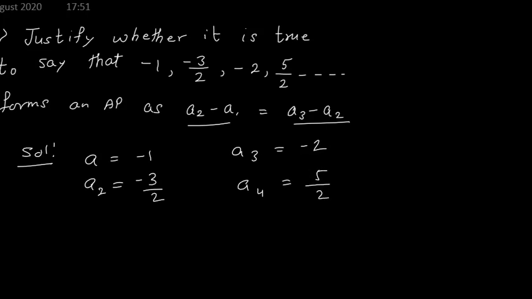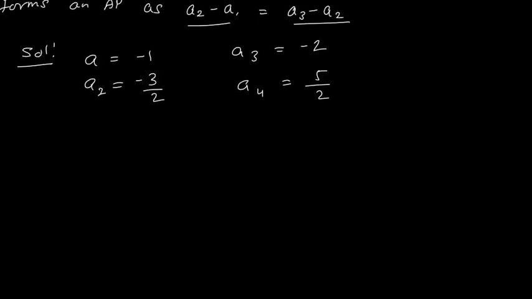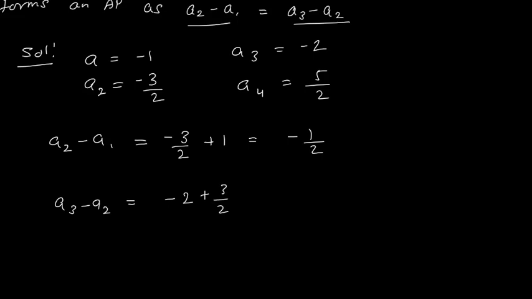So the difference between consecutive terms should be same for a sequence to be AP. So let us find out a2 minus a1, or we can say that a2 minus a, because a and a1 both are same. So this is minus 3 divided by 2, minus of minus 1, it will become plus 1. So here we will get minus half. Let us find a3 minus a2. The value of a3 is minus 2, and minus minus again plus 3 upon 2, again minus 4 plus 3, we will get minus half.